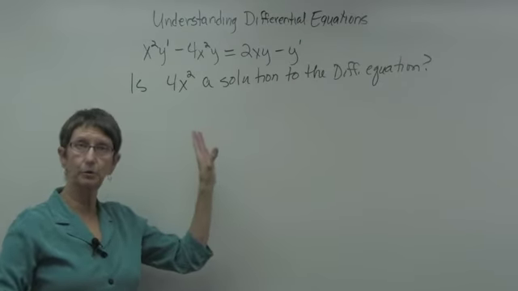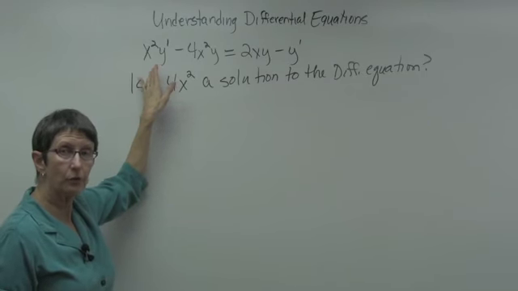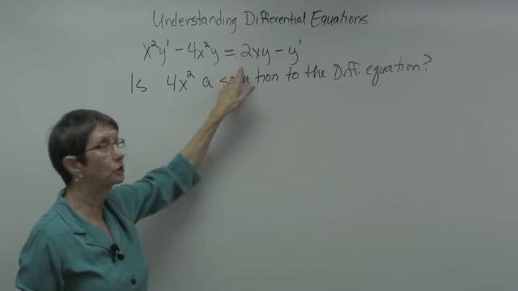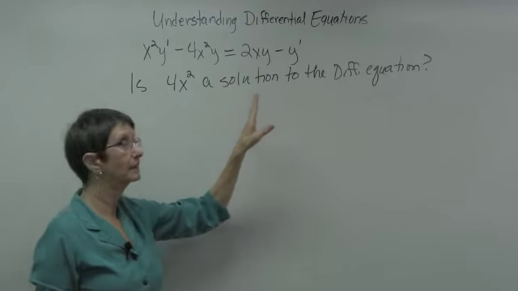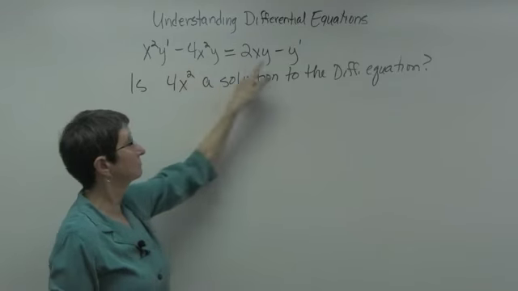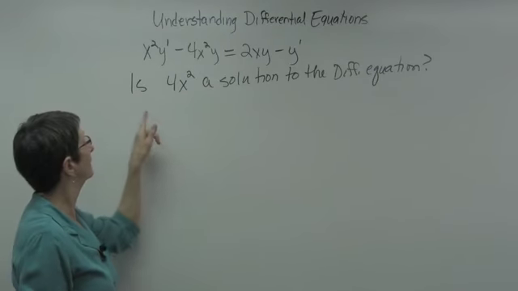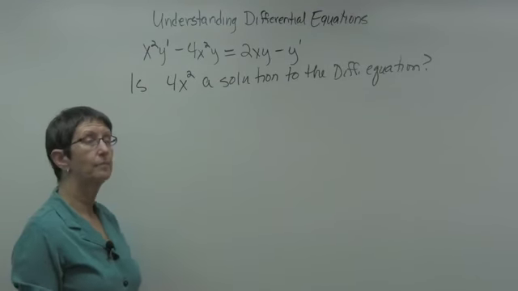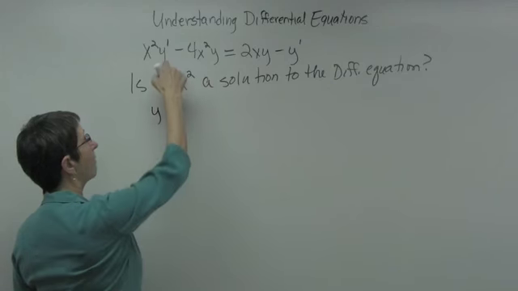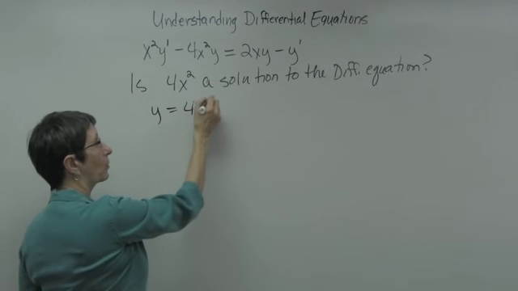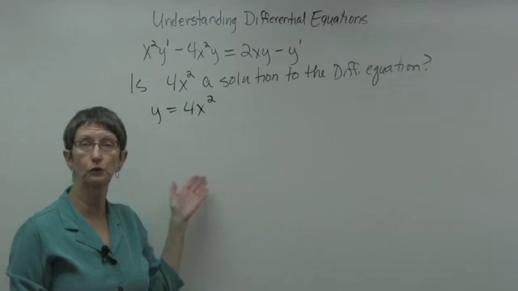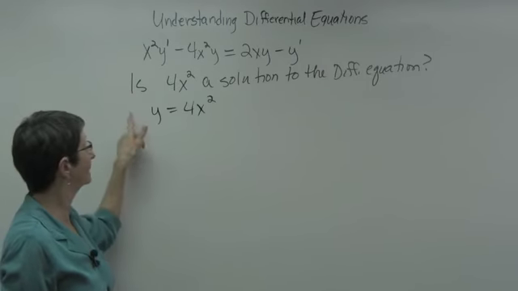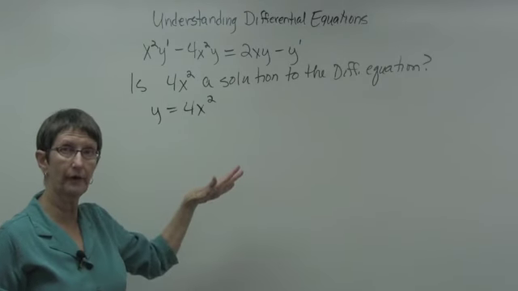Our first example to look at is the differential equation x squared y prime minus 4x squared y equal to 2xy minus y prime. It's a differential equation because we have at least one derivative in it. Is 4x squared a solution? Now, this just says 4x squared, but remember that we have y prime, so really we want to test to see if y equal to 4x squared is a solution, because a solution has to be a function. So this is f of x equals y equals 4x squared.